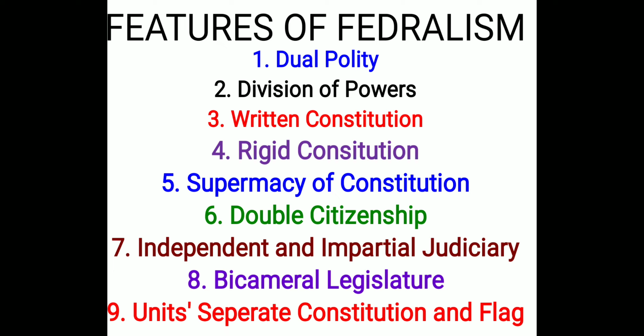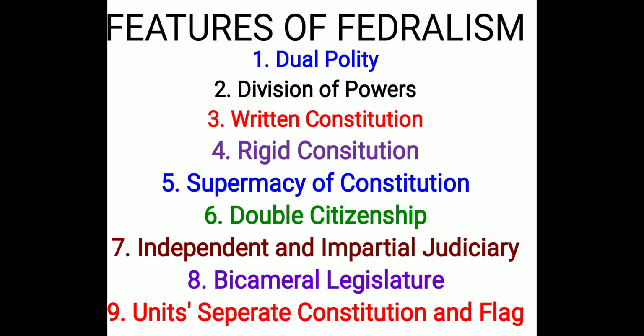Number 9, units have separate constitution and flag. In a federal form of government, units, that means the states, have the right to have a separate constitution and their separate flag. In USA this feature exists, but as far as India is concerned, we have no separate constitution and separate flag for the states. We have only one flag, that is called the national flag, having three colors, and no state can have a separate constitution.